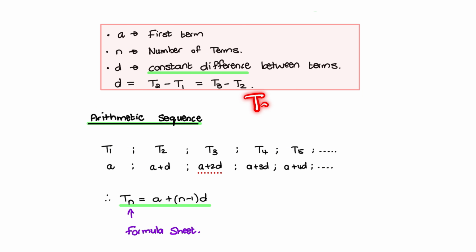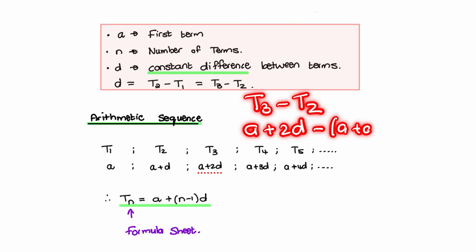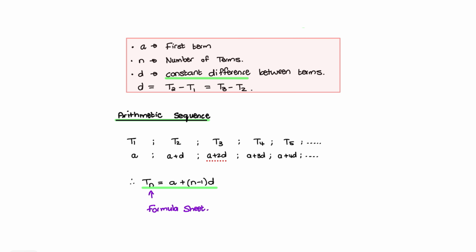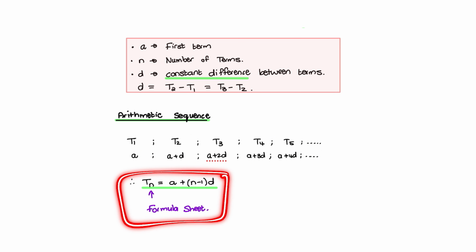Now that will also happen if I say term 3 minus term 2. So term 3 is A plus 2D and we subtract A plus D. So the A's will cancel out and you will have 2D minus 1D, which becomes D as well. So that is some of the basic properties of the arithmetic sequence or linear number pattern that you would need to know for paper 1.